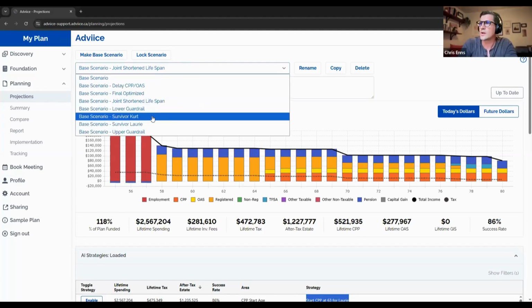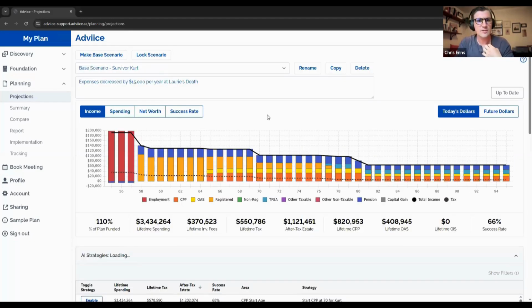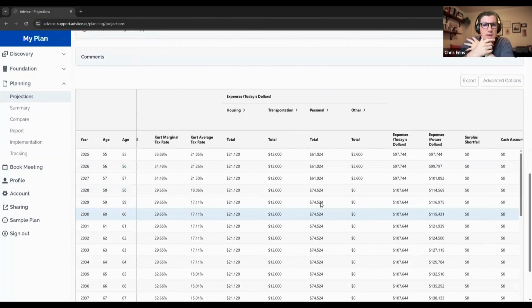Yeah, do you mind just showing, somebody was curious about how expenses are changed on the death of a spouse? So I know that we lowered them. That doesn't happen automatically. Can you just show how we would do that?